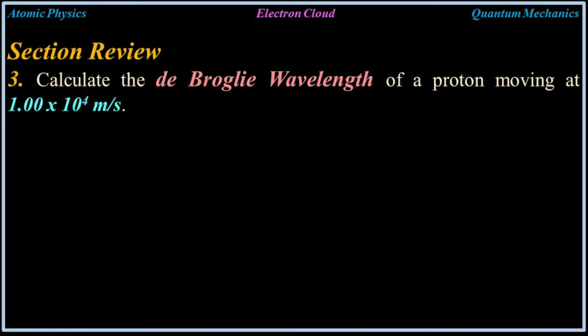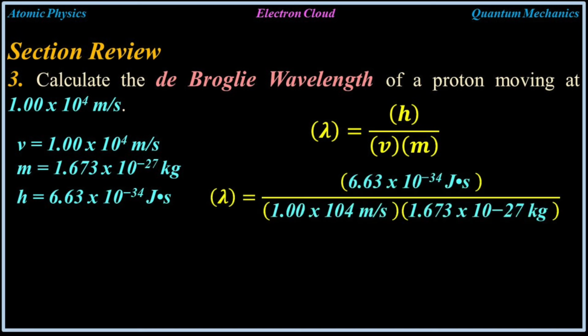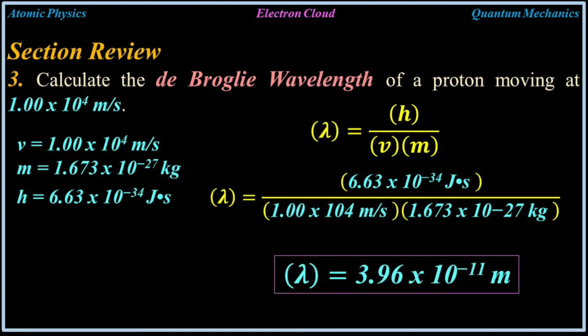Calculate the de Broglie wavelength of a proton moving at 1.00 times 10 to the fourth meters per second. Here are the givens: velocity, mass, and Planck's constant. That's the equation, and now we're off. Plug in and solve: 3.96 times 10 to the negative 11th meters.